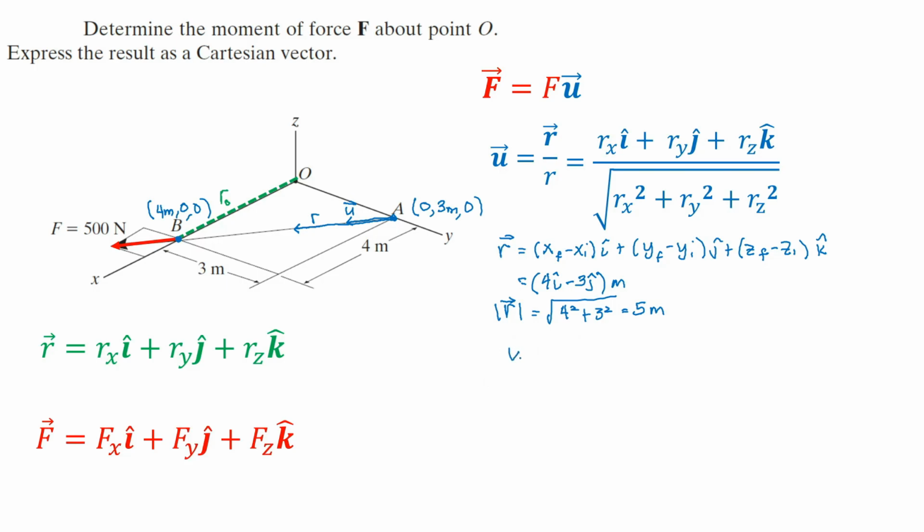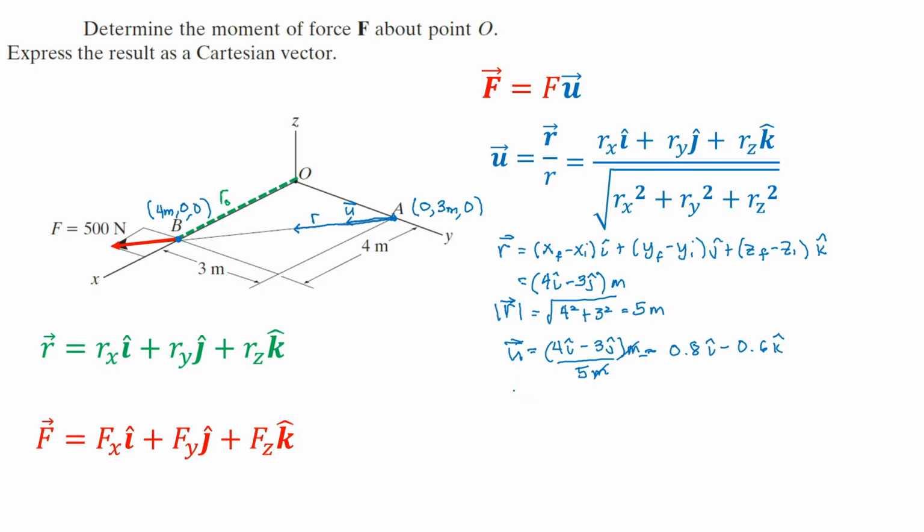To get the unit vector of our position vector, that will be 4 i hat minus 3 j hat divided by 5 meters. The unit of this is meters also, so we cancel out the meters. So that is 4 divided by 5, which is 0.8 i hat, and 3 divided by 5, so that is negative 0.6 j hat. So this is now our unit vector.